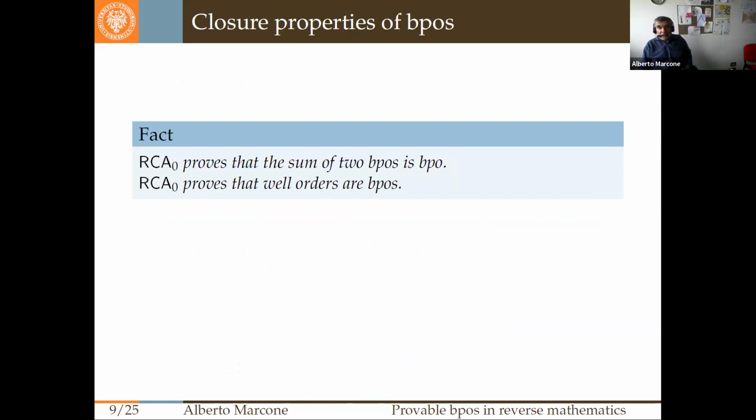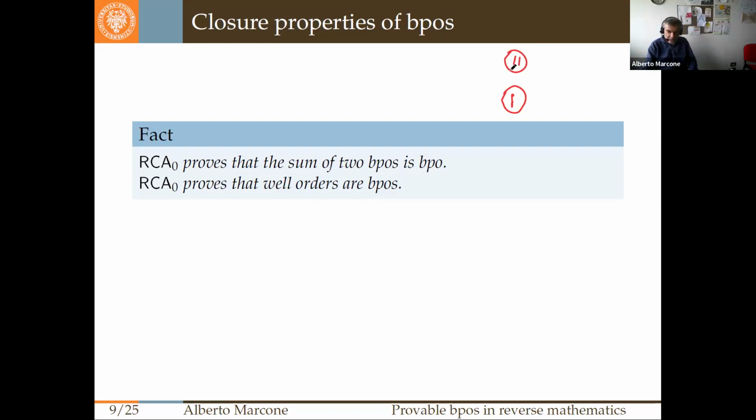Now, what about the basic reverse mathematics of better partial orders? Here we can get some very basic facts about better partial orders in RCA_0. For example, the sum of two better partial orders, BPO. By the sum, I mean that I have a partial order here, P, let's say, and I have a second partial order here, let's call it Q.